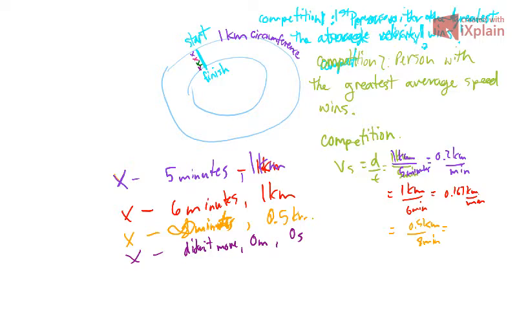So about 1/16. So 0.06, 25 kilometers per minute. And the last one, what do we do here? 0 meters over 0 seconds. 0 divided by 0 is undefined. We don't know what's going on with that. They're either going infinitely fast or infinitely slow.